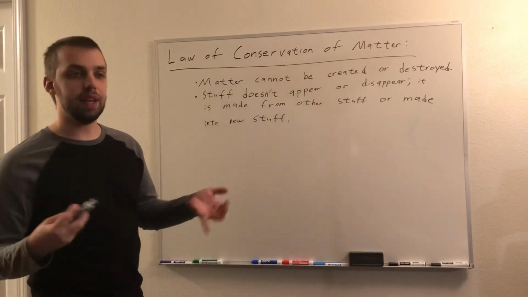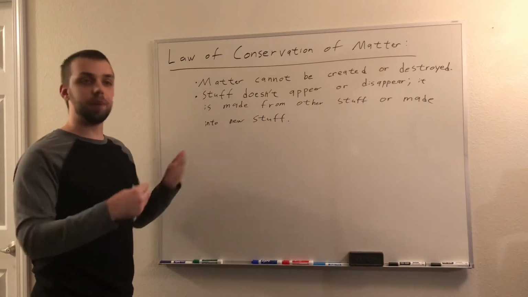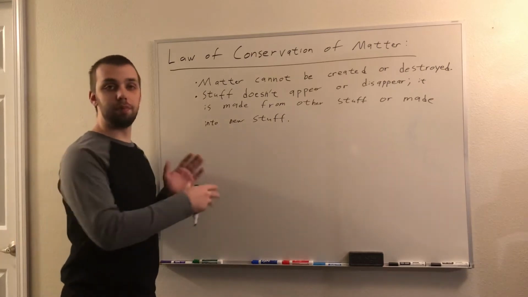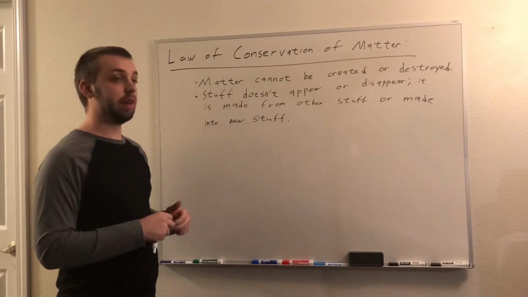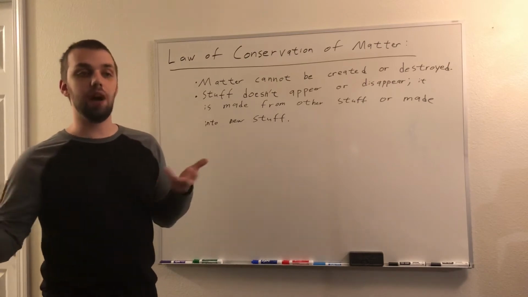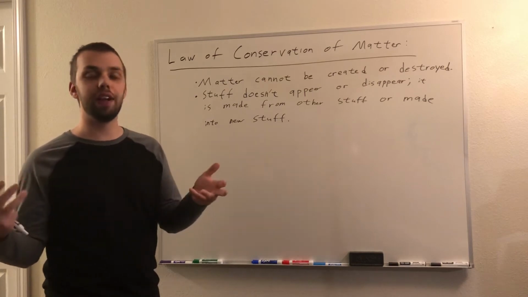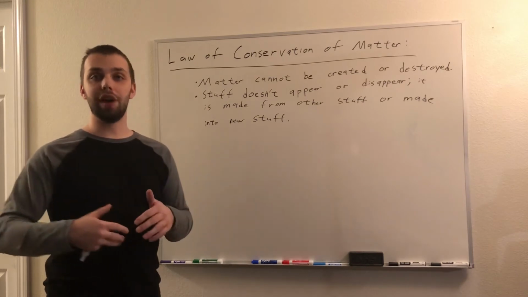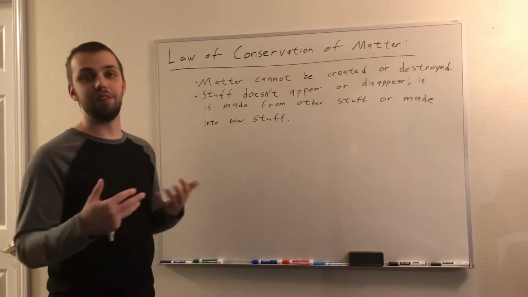So what this means in everyday language is that stuff that you see doesn't just appear out of nowhere or disappear into like the void or something. It's either made from other stuff when it's created, or when it's destroyed, it doesn't just disappear, it gets changed into other stuff. For example, you might think stuff is destroyed in like a fire, but it's not. It's just turned into ash, and you have vapor that goes into the air, but the stuff is still there, it's just in a different form.